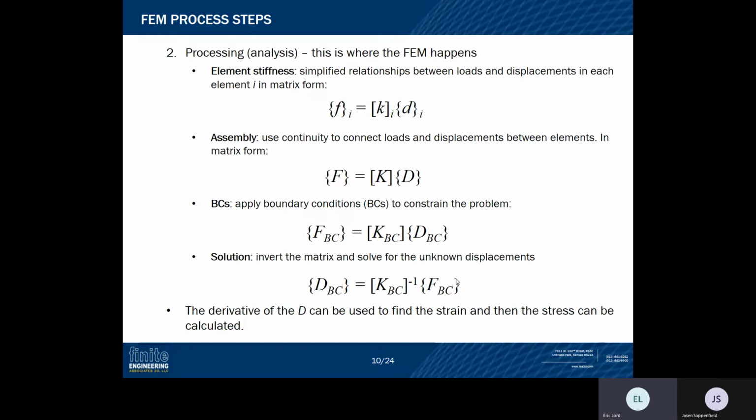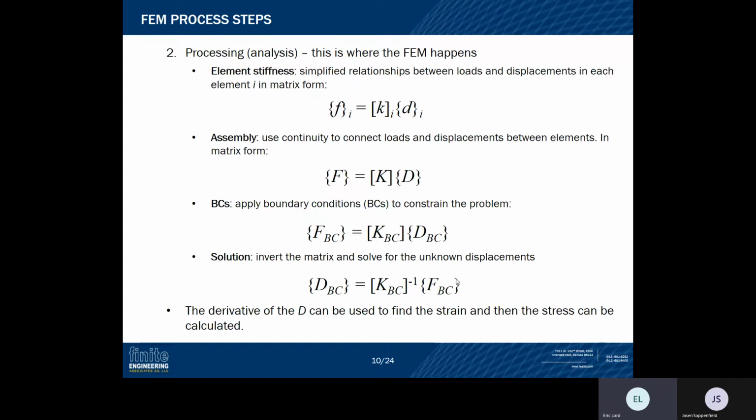And then we have the processing step, the analysis. And this is really where the finite element method happens. And this is where everything starts going through the analysis steps. So I won't go through these in great detail, but I'll just go through some of the overview steps here. So we have our element stiffness. And this is really a simplified relationship between the load and displacements in each element, in matrix form. So we have our force is equal to our stiffness times some kind of displacement for each of our elements.